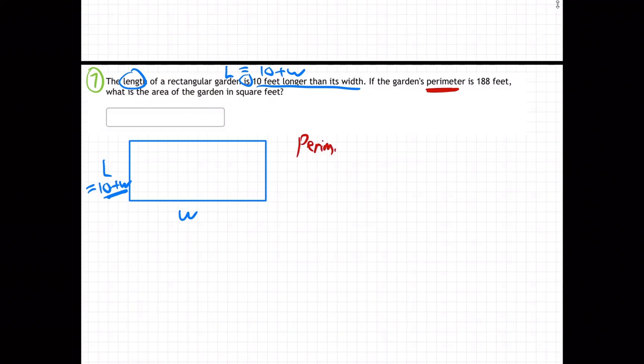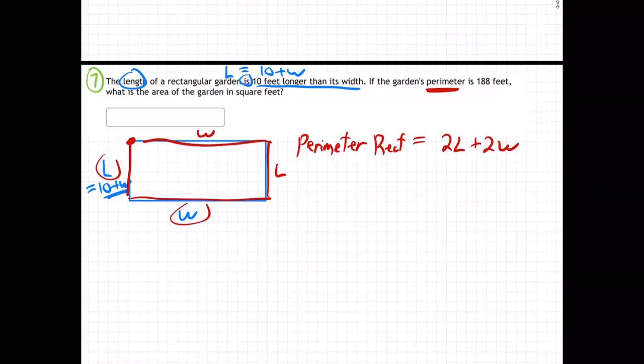Perimeter of a rectangle is 2 lengths and 2 widths. Does that make sense? If you want to go all the way around the rectangle, you do a length, a width, another length, and another width. You just add them all up. That's all that is. So that's how you do perimeter. Perimeter just means all the way around the outside. Length, width, length, width. Just adding up 2 lengths and 2 widths.